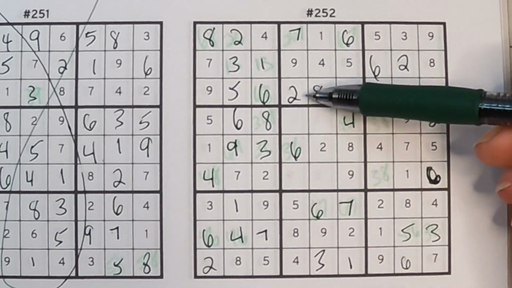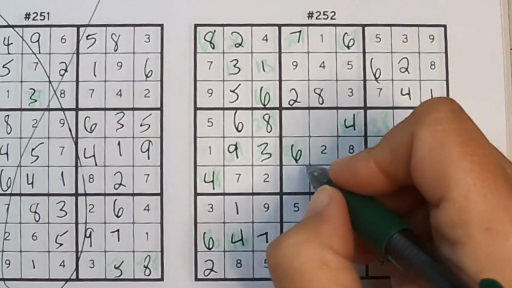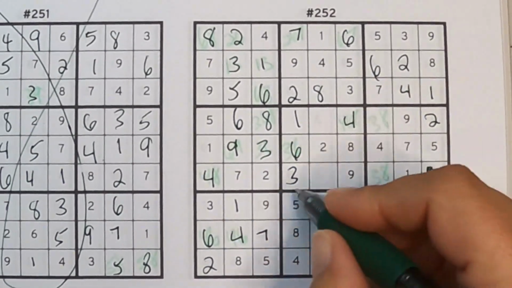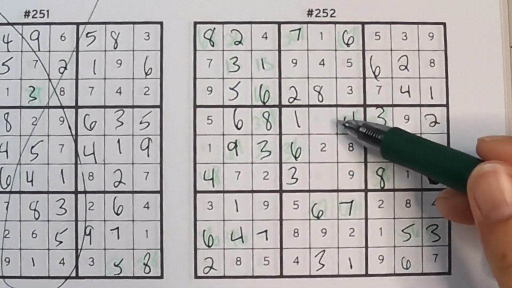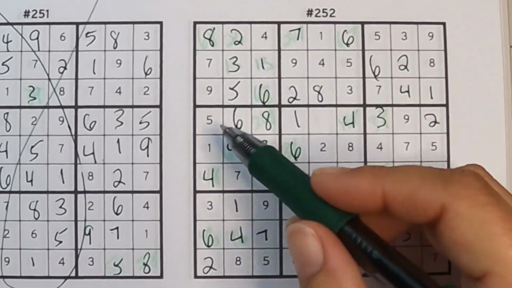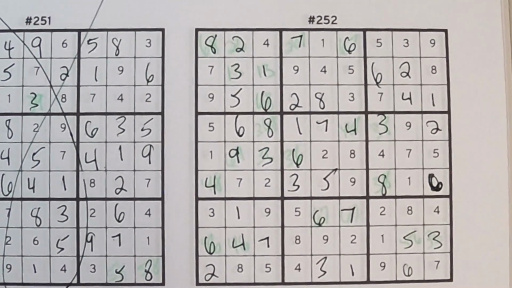For this column now, we're missing 1 and 3. We've got a 1 here, so 3, 1. That 3 makes this our 8, 3. And to finish out this box, we're missing 5 and 7. We've got a 5 here, so 7 and 5.